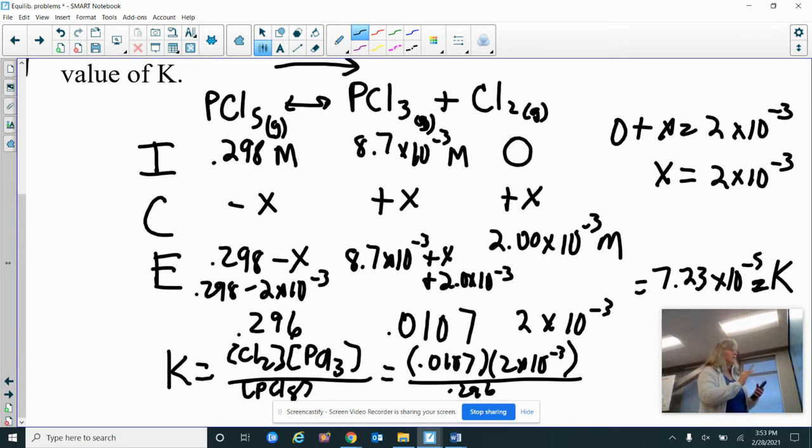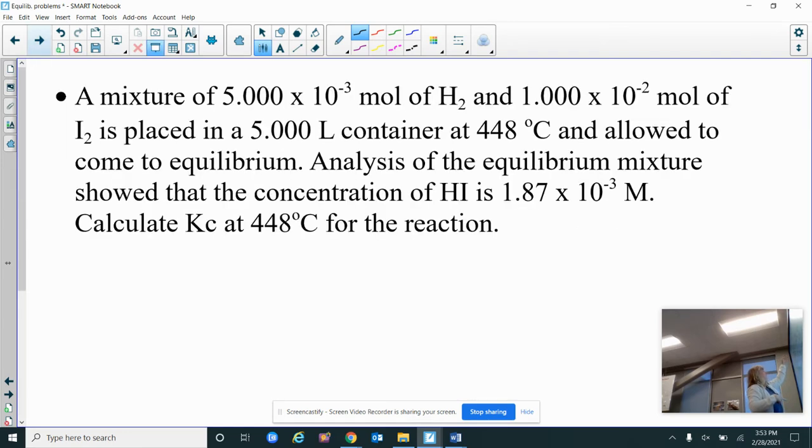All right, so that's one example where we were given some of the information to plug into the ICE chart. We could figure out what was missing, and then we can calculate K. Let's try another one. A mixture of 5 times 10 to the minus third moles of H2 and 1 times 10 to the minus second moles of I2 is placed in a 5-liter container and allowed to come to equilibrium.